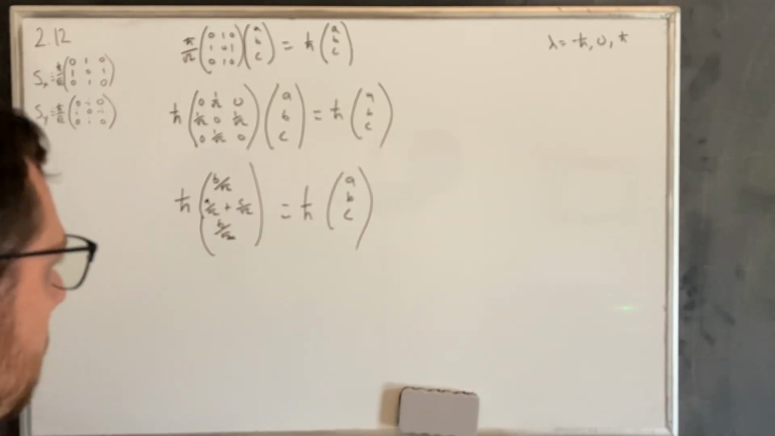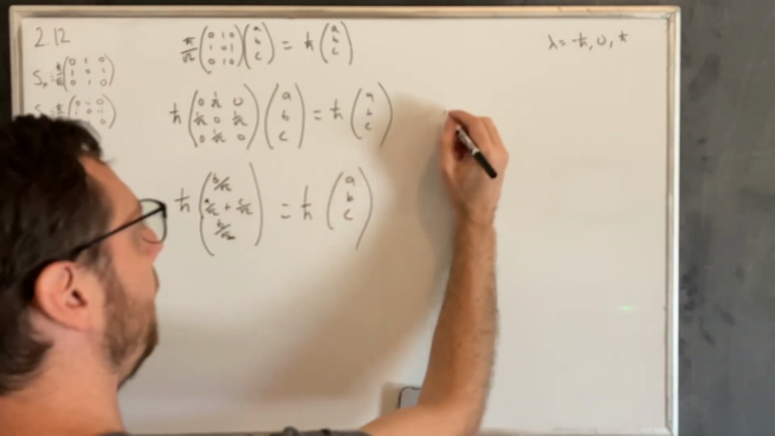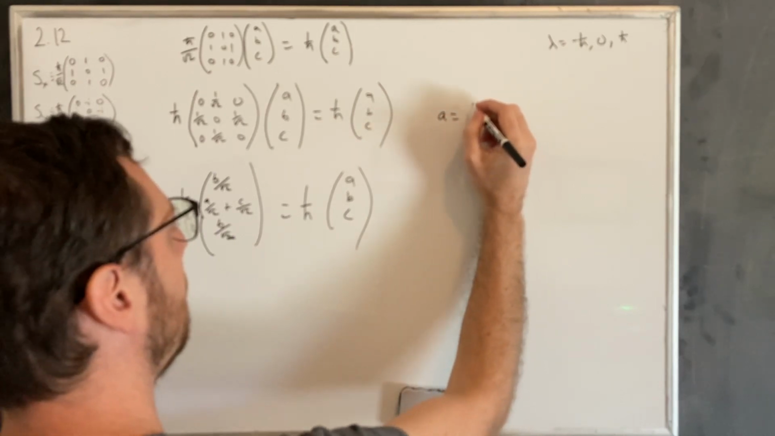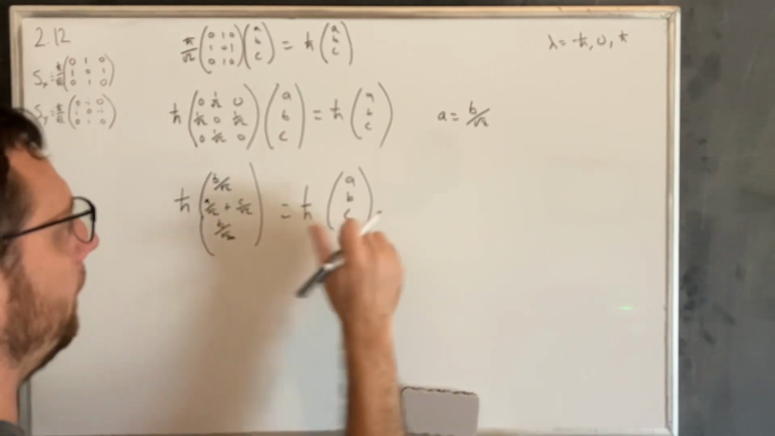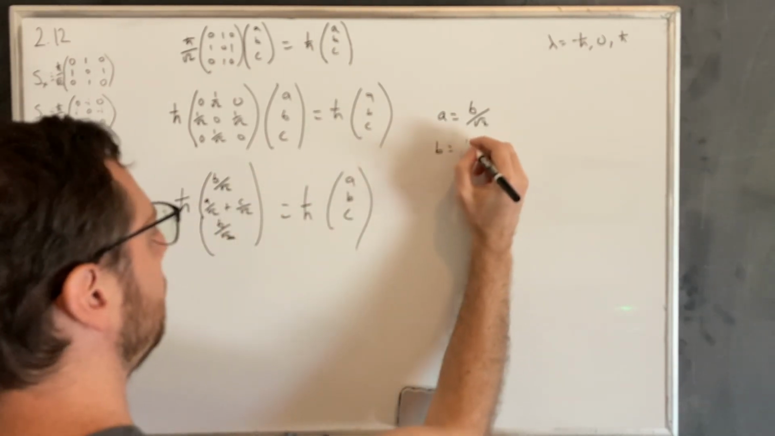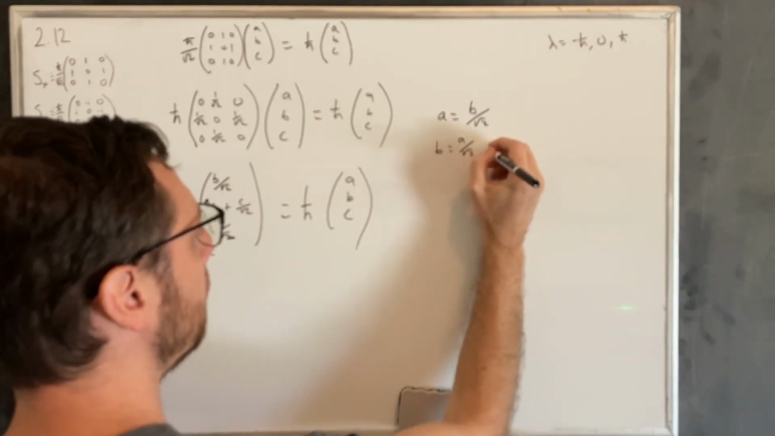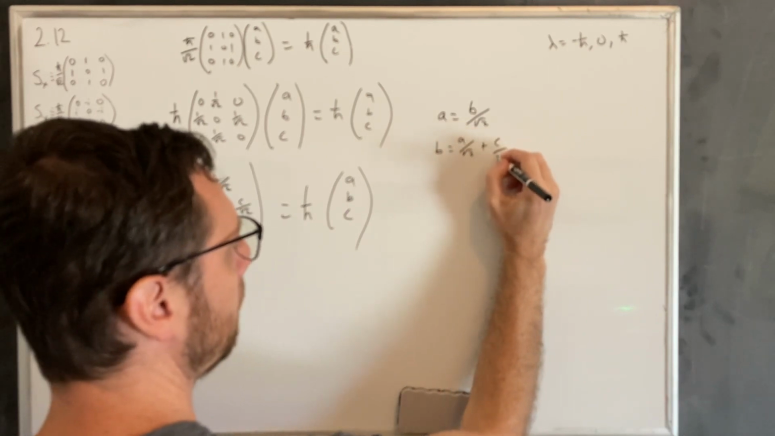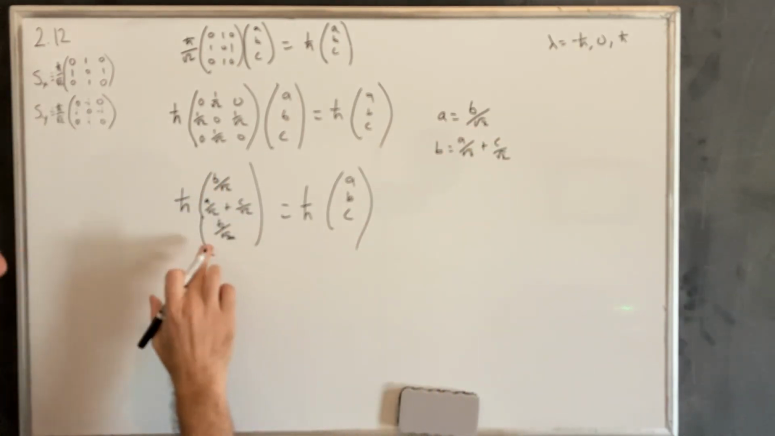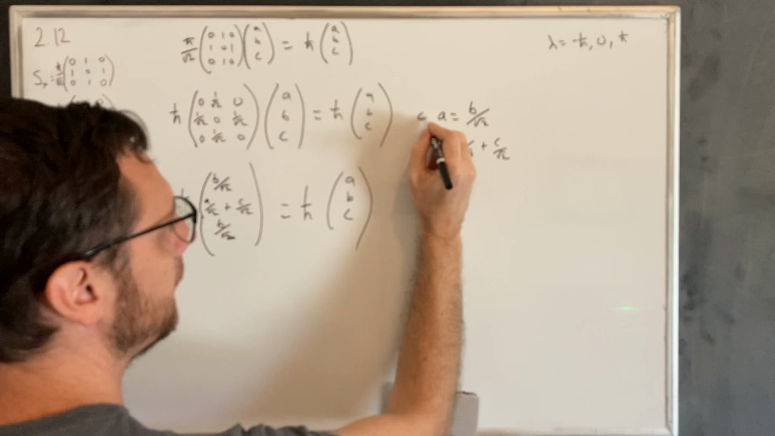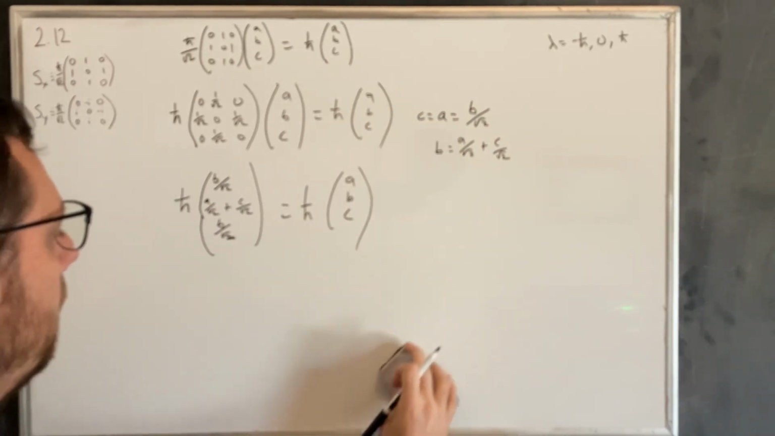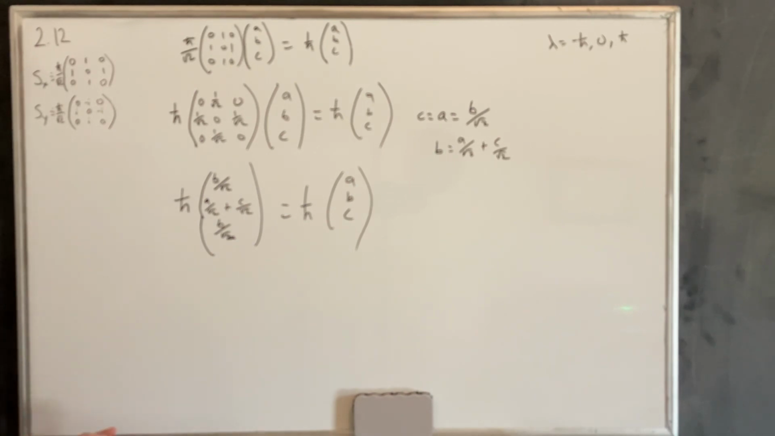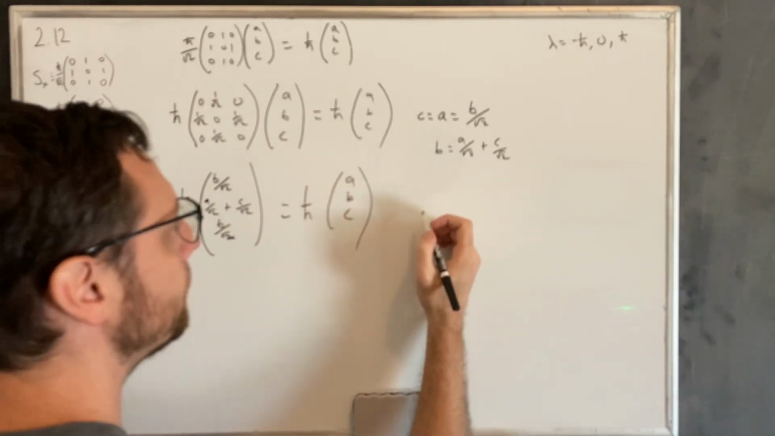Now we can see that a is equal to b over root 2. b is equal to a over root 2 plus c over root 2. And c is also equal to b over root 2. So c is equal to a. All right, I'll keep that over here.